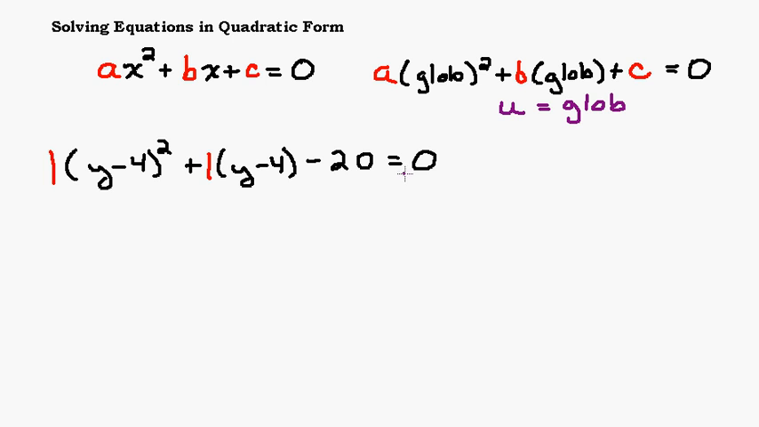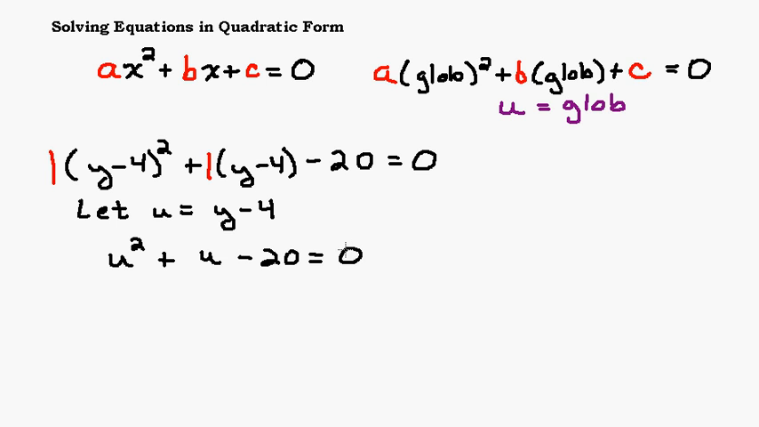So in this case right here, our glob is y minus 4. So we're going to say let u equal y minus 4. Now we're going to substitute u where the y minus 4 was. So what do we get? Instead of y minus 4 squared, we get u squared. Plus, and then instead of y minus 4, we get u. And then we still have the minus 20 equals 0. So with that little substitution, we've created a pretty straightforward quadratic equation we can solve.